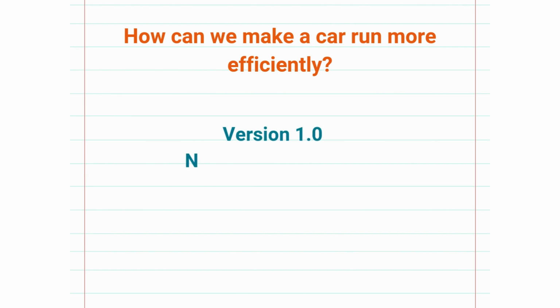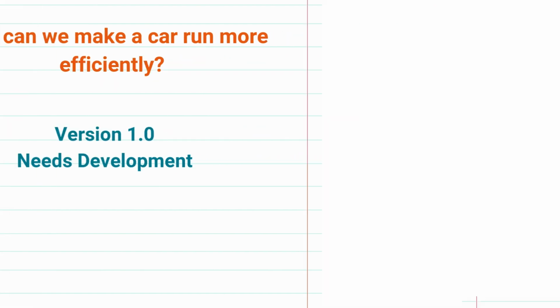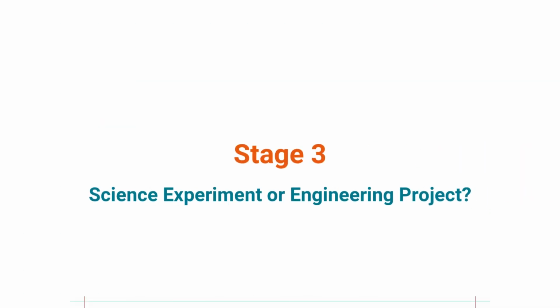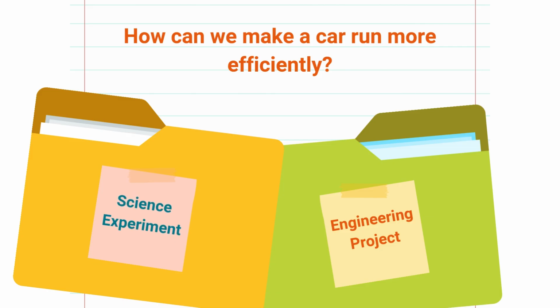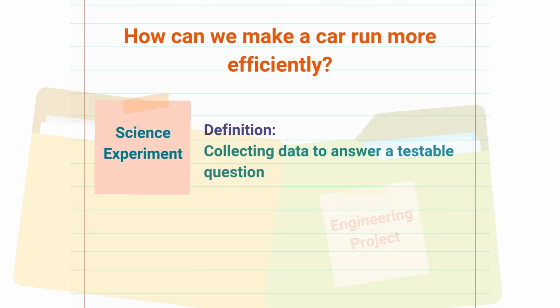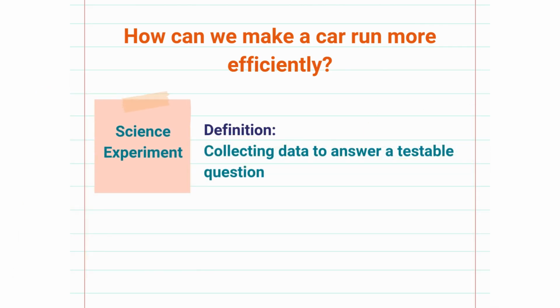Remember that this is just the first version of our question, and we will continue to develop it in the next step. Now that we have a general question, we need to decide if we want to complete a science experiment or an engineering project. Let's start with a science experiment. A science experiment requires collecting data to answer a testable question. We can turn our general question into a testable question with this format.